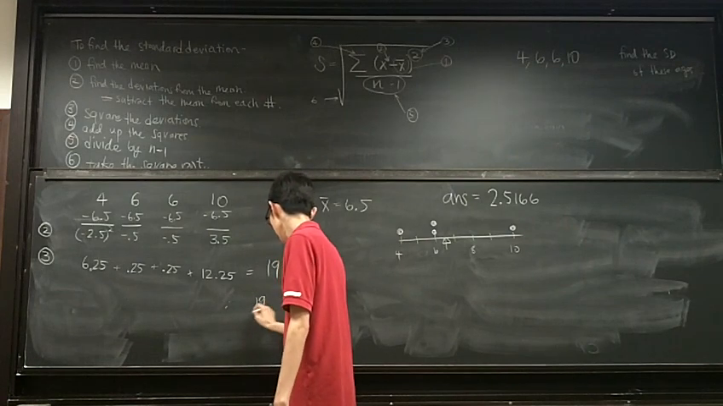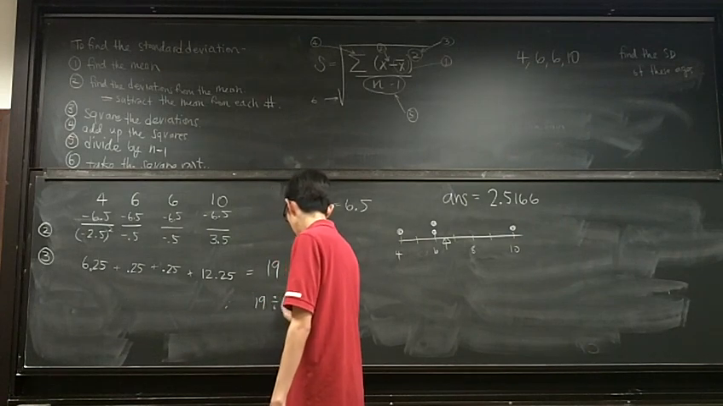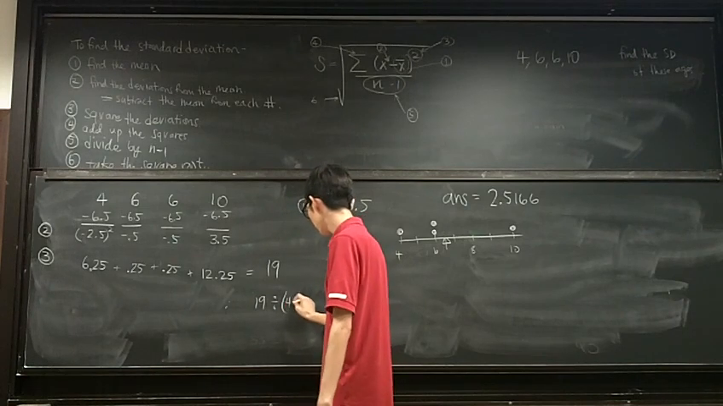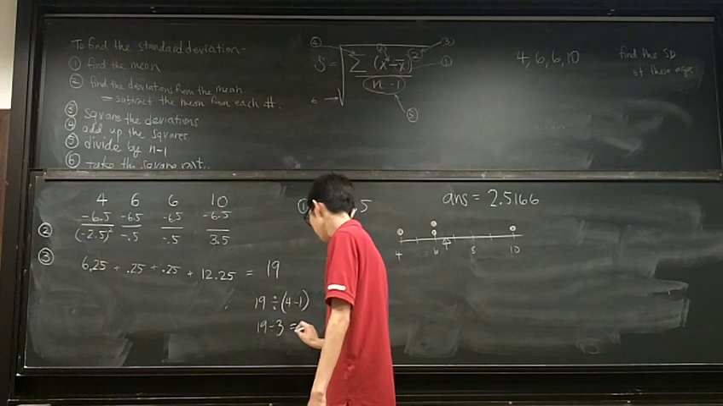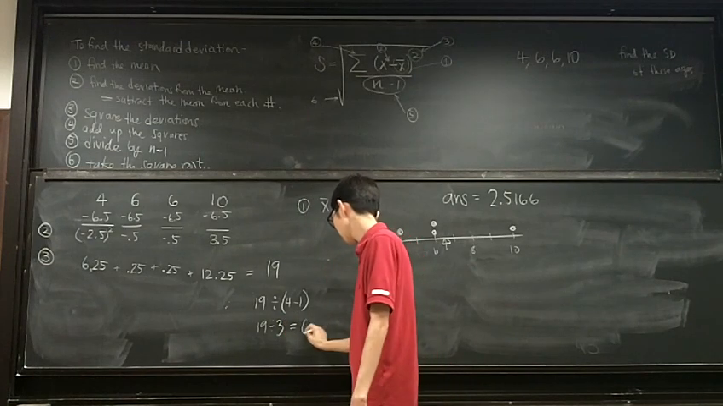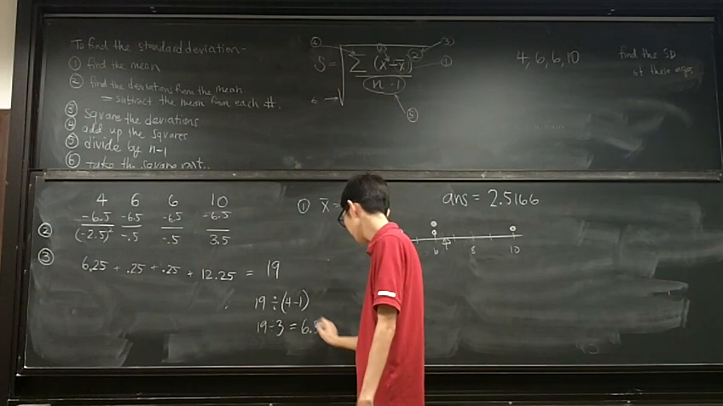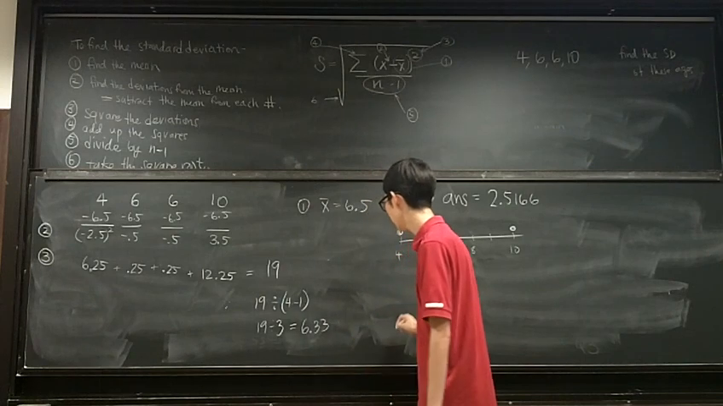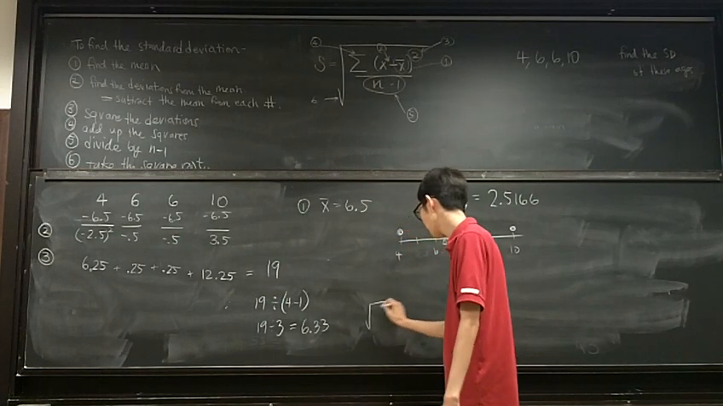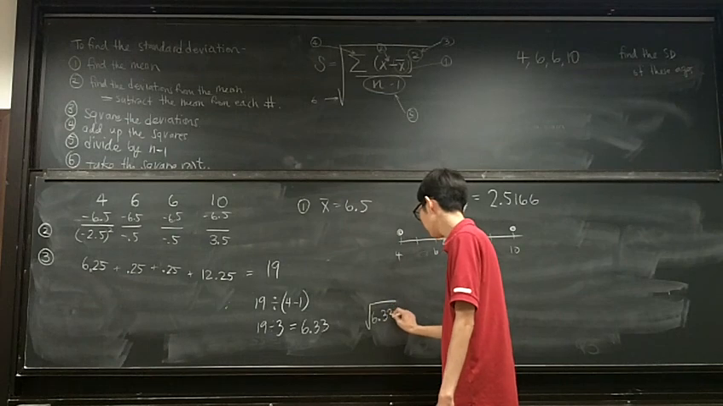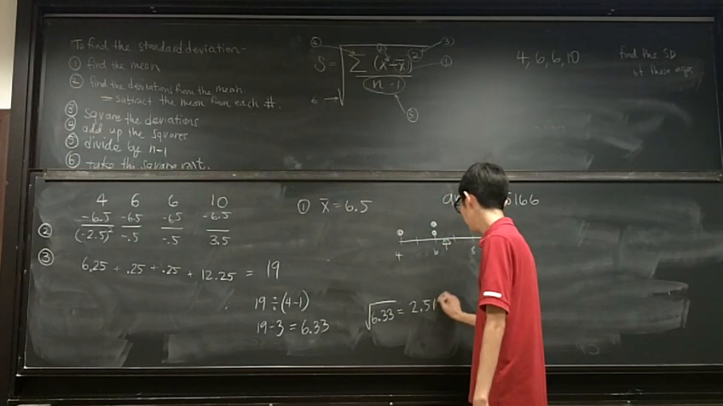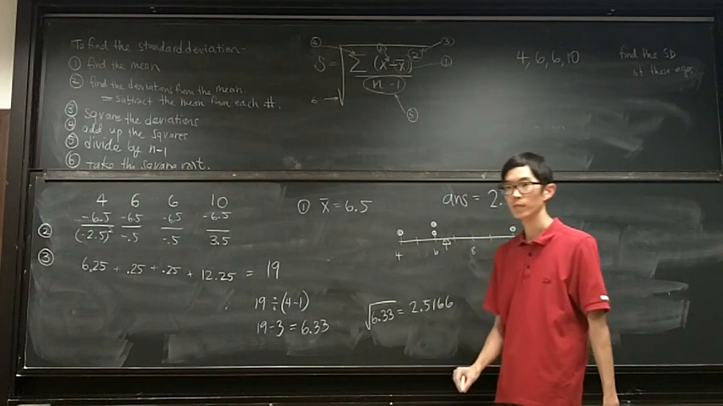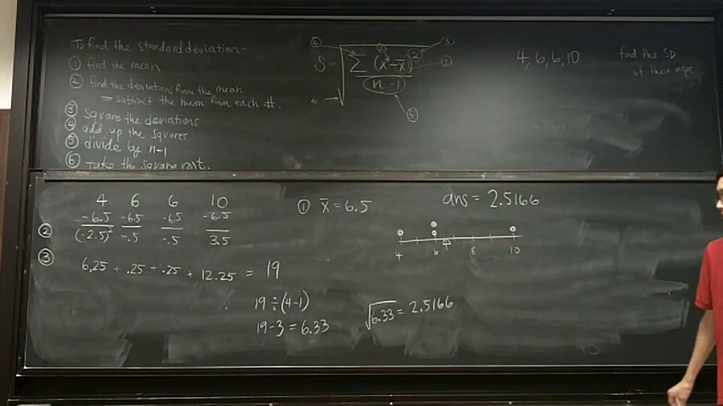So I do 19 divided by n minus 1. 4 minus 1 is 3. So 19 divided by 3 gives me 6.33. And the last step, I take the square root of 6.33, and I get 2.5166. That is our answer.